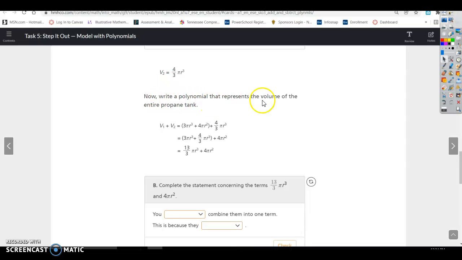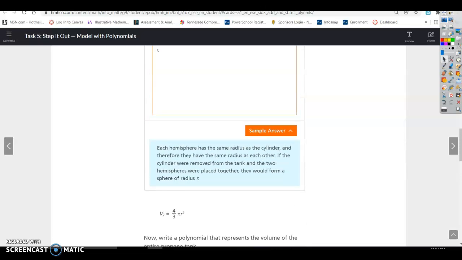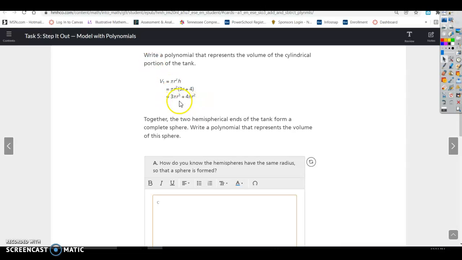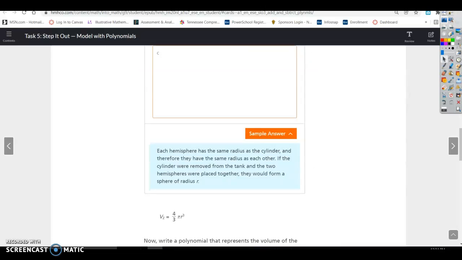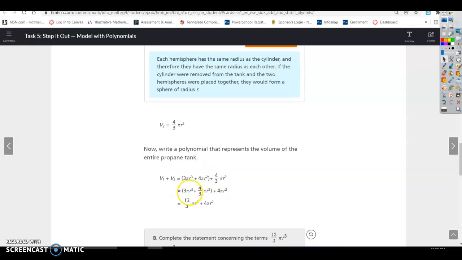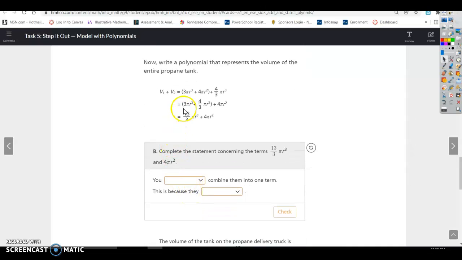Now write a polynomial that represents the volume of the entire propane tank. All right, so we found the inside part, the cylinder part here is this. And now we know that the two ends go together to make a sphere, and that is going to be the volume of the sphere. So now write a polynomial that represents the volume of the entire propane tank. So what we have to do is add those two together. So now we are combining like terms. So we have a pi r cubed, a pi r squared, and a pi r cubed.